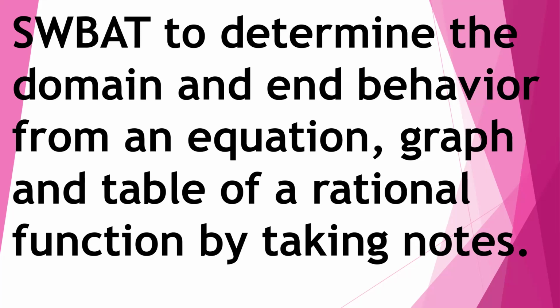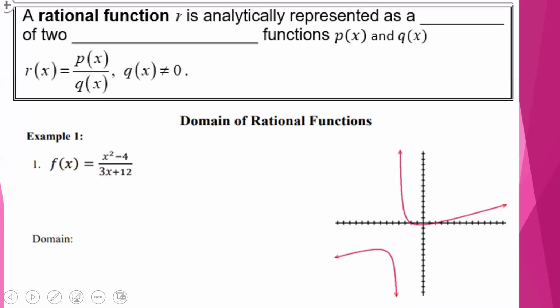So if I give you a table, a graph, or equation, you should be able to find the end behavior, okay, and the domain. We ready? Okay. So first off, a rational function R is analytically represented as a ratio of two polynomials.